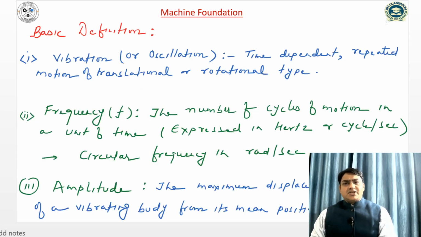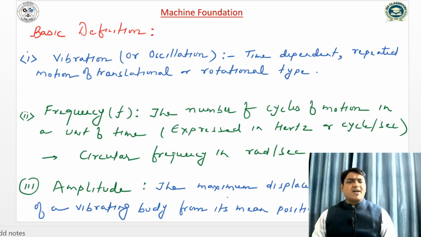The basic definitions I am going to discuss are very important for machine foundations: what is vibration, frequency, amplitude, free vibration, forced vibration, what is resonance, and what is frequency ratio. Vibration is the time dependent repeated motion, translational or rotational. Frequency is the number of cycles of motion in a unit of time, expressed in hertz or cycles per second, or circular frequency, generally expressed in radians per second.